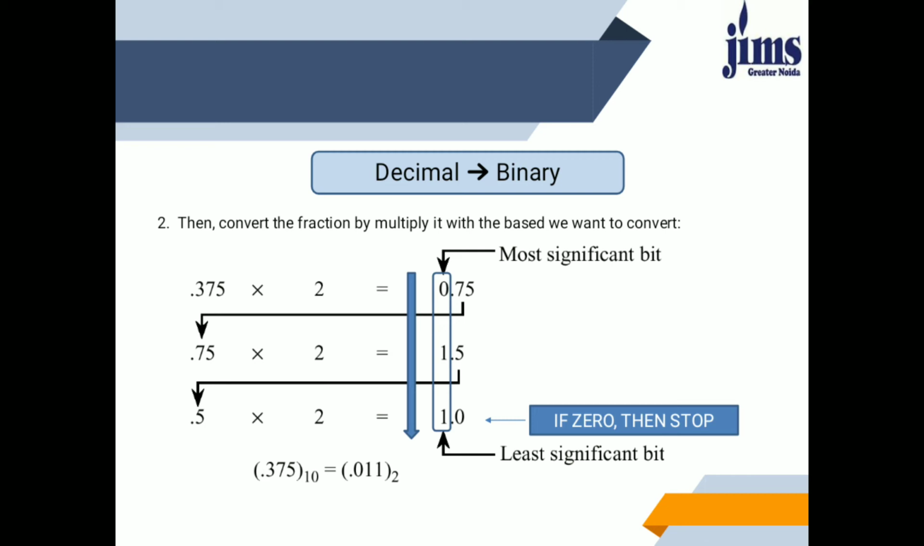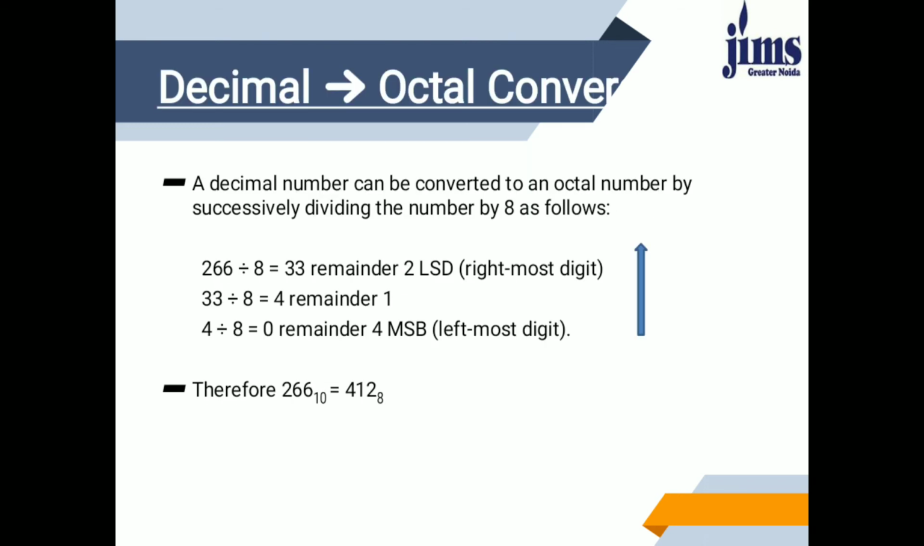If the answer comes 0 and 0 again, that means 0.0 something, or 1.0 something, then we need to stop. So this is the way we can convert binary into decimal and decimal into binary. Now, if we wanted to convert this decimal number into octal, as I have told you in a previous minutes, we just need to divide each and every decimal number with the base in which we wanted to convert. So we just need to divide each and every decimal number with 8.